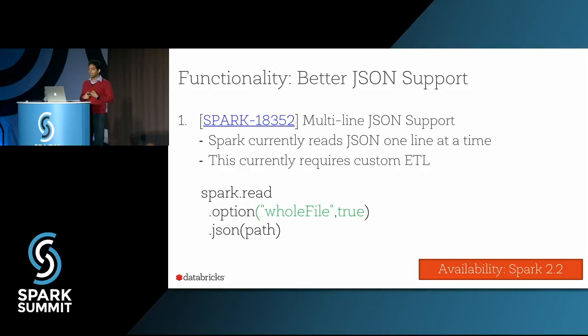So in terms of functionality, Spark currently can only read JSON data 1 line at a time. And this means that every time you want to read some kind of multi-line JSON, it requires custom ETL. But as part of Spark 2.2, we are working on SPARK-18352, which includes native multi-line JSON support in Spark. In this case, you would just be able to point Spark to any JSON path and use this wholeFile option and set it to true.